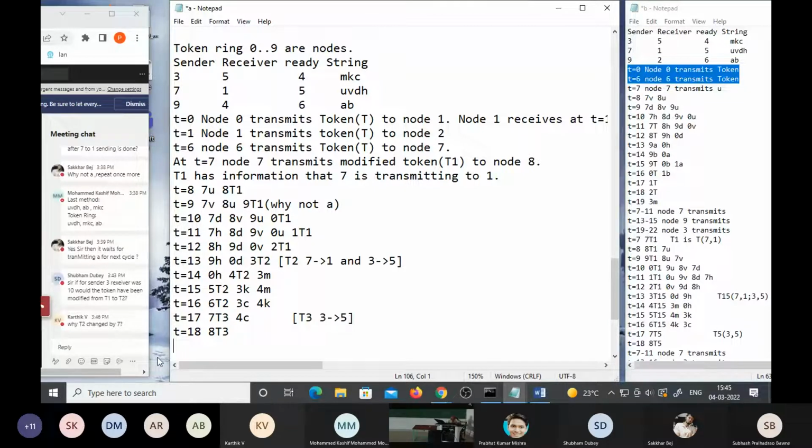Why did T2 change? Because T2 was keeping the information that 7 is transmitting to 1 and 3 is transmitting to 5. But when 7 gets the token, it knows that it has to stop the transmission to 1. So such information can be removed. And now 9 can start transmitting. Previously 9 could not transmit. Karthik, is your doubt clear?